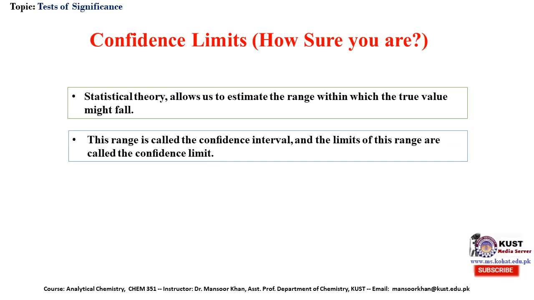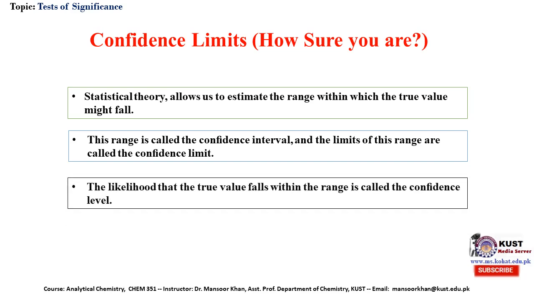This range is called the confidence interval. The range within which we are confident that the true value is present is called the confidence interval, and the upper and lower limits of this interval, in which we are confident that the true value is present, are called confidence limits. The likelihood that the true value falls within the range is expressed by your level of confidence.